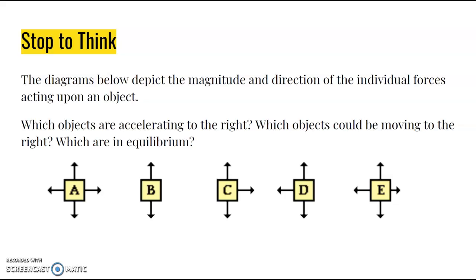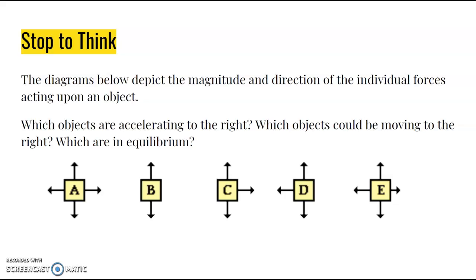All right, so let's take a moment here and look at this problem. Here we have forces depicted acting on these different objects, basically the same image we had before. The question is, which of these objects are accelerating to the right? The second question is, which of these objects could be moving to the right? And the third question is, which of these are in equilibrium?